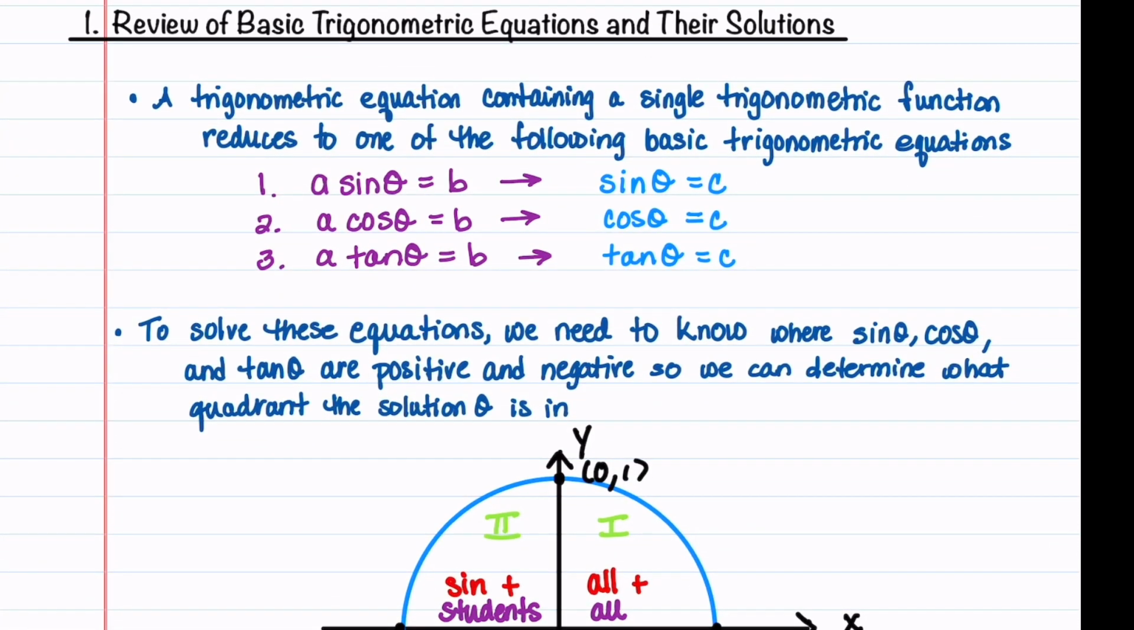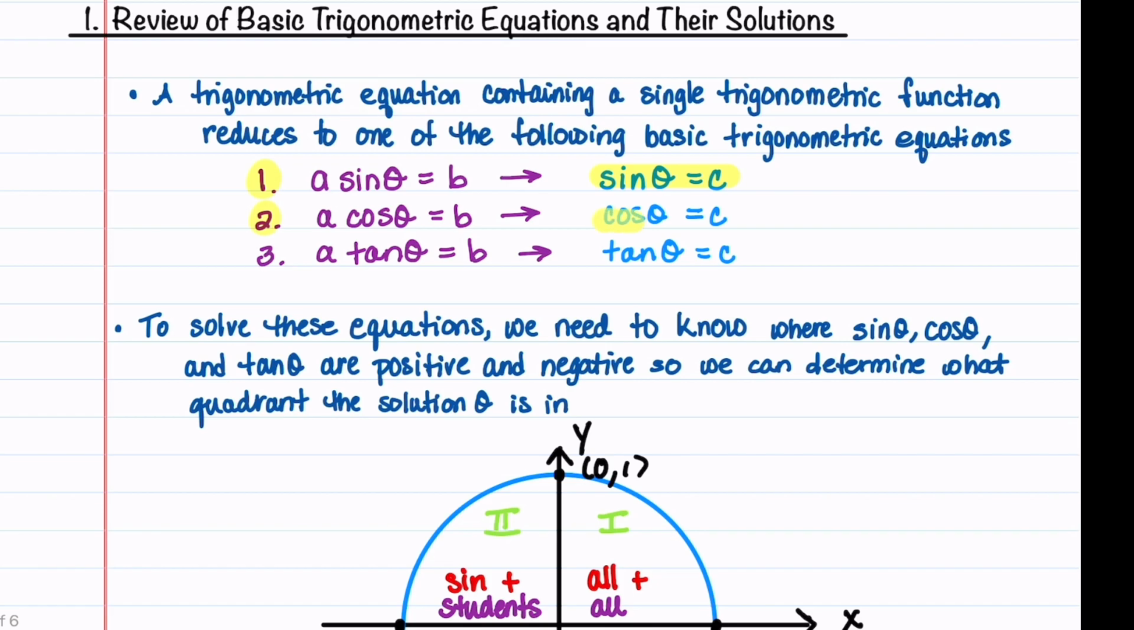Trigonometric equations reduce to one or more of the following basic equations. The first one is a sine theta is equal to b, and it reduces to sine theta is equal to c. The second one is a cosine theta is equal to b, and it reduces to cosine theta is equal to c. And the third one is a tangent theta is equal to b, and it reduces to tangent theta is equal to c.